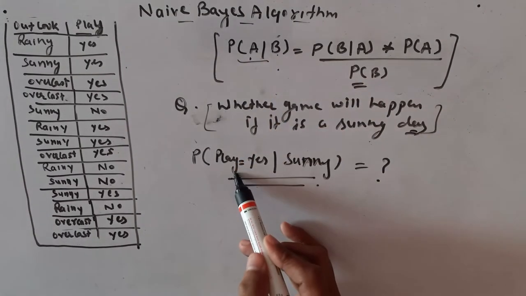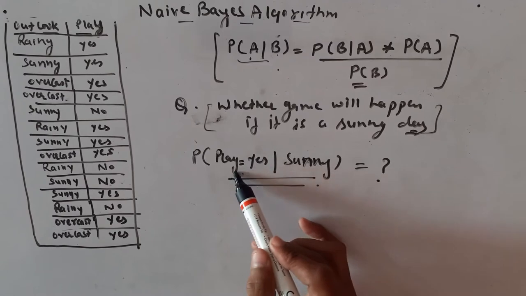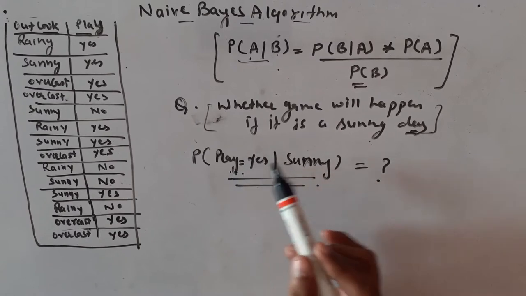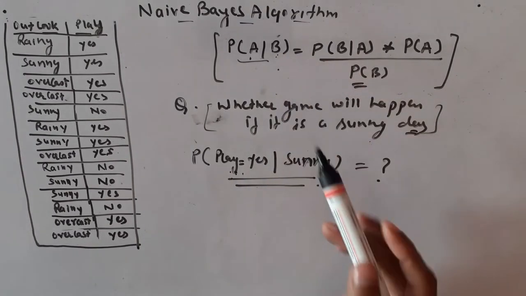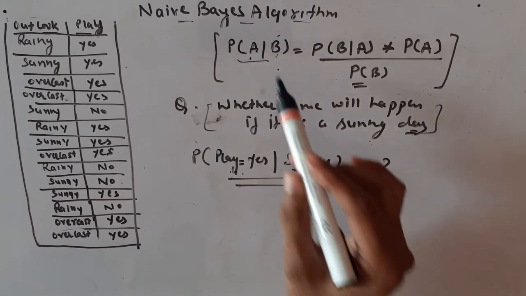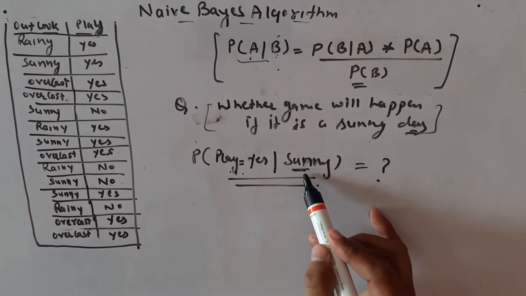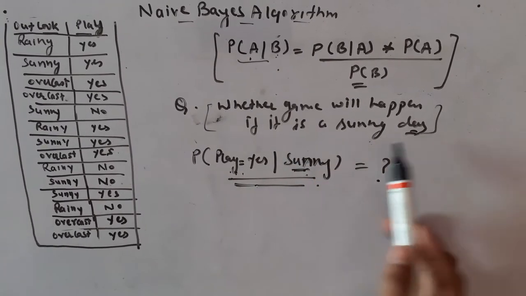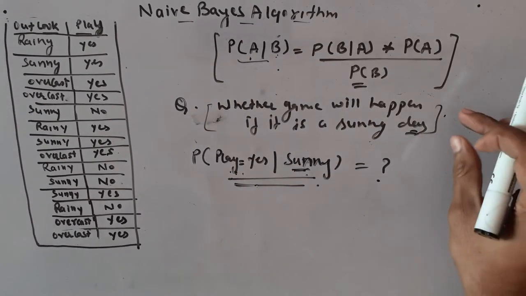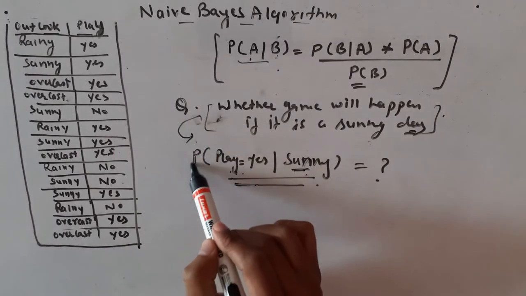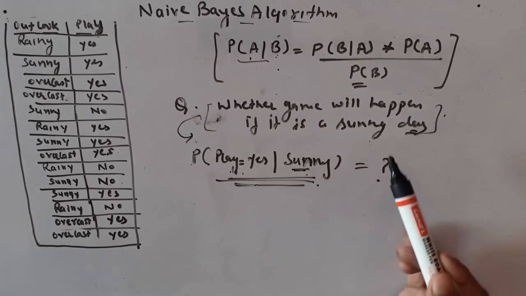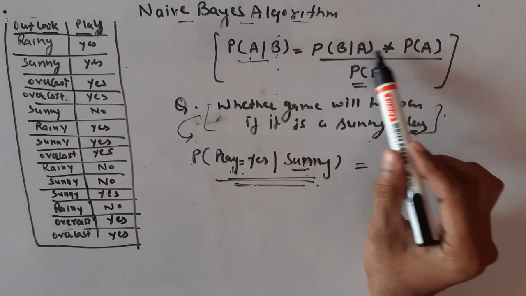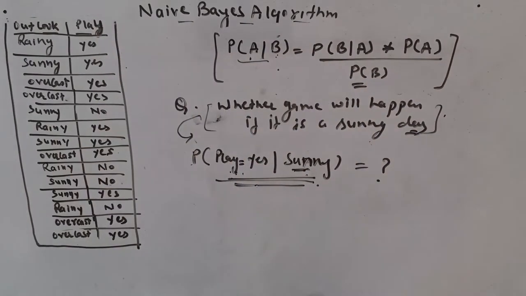Here A is represented as the event that play is happening, and B is the event that it is a sunny day. So we are going to predict this, and this is our question. I rewrote this sentence into mathematical form like this, and we need to find it using this formula. This is our given historic data.